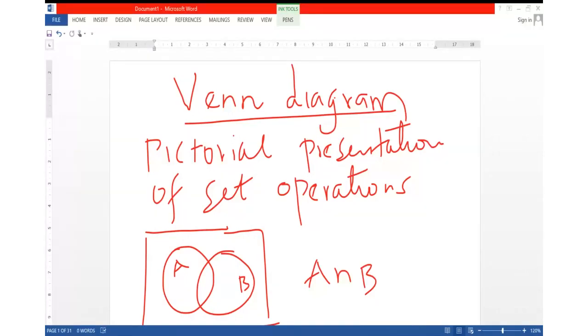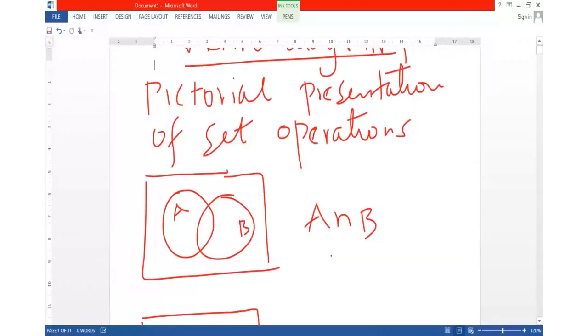So today we are covering Venn diagrams, a continuation basically of sets. A Venn diagram is a pictorial presentation of set operations. You can present them using a Venn diagram, which basically consists of a rectangle and sets.